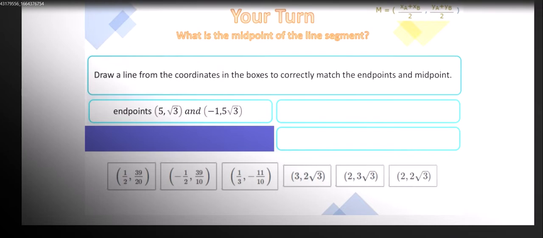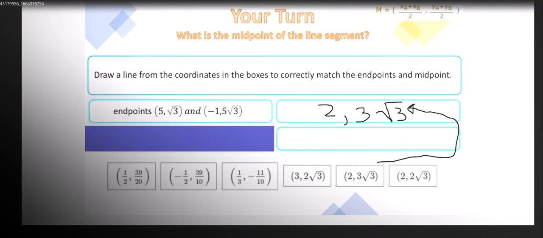Type in the chat box what the answer is: 3 square roots of 3 or 2 square roots of 3. Put your answer in the chat box and I'll draw the line. Okay, thank you. Because we had 6 and we divided by 2, it's 3 square roots of 3. Check. Make sure you're checking my work because I'm at the board and sometimes I forget. Is that right?